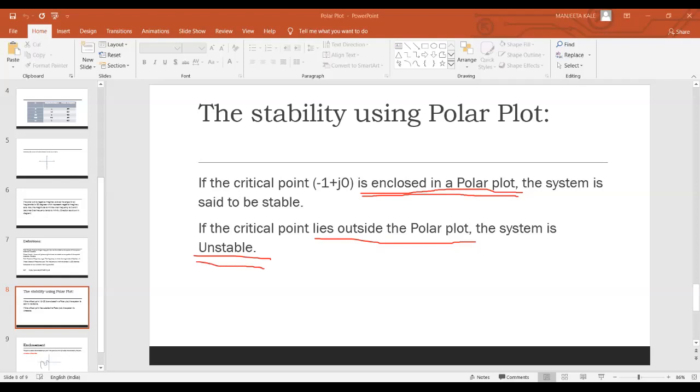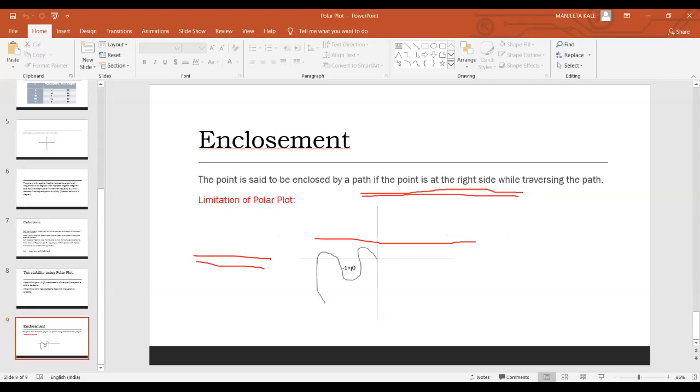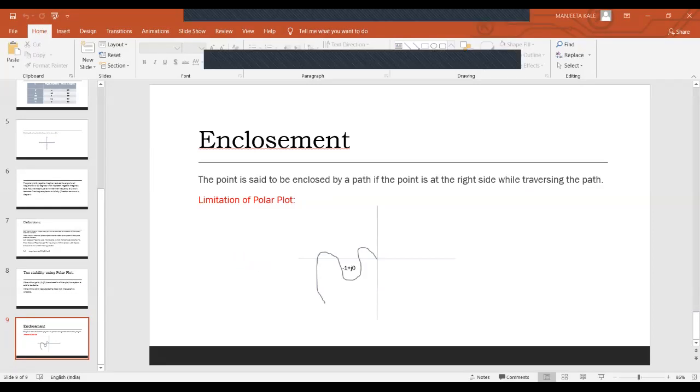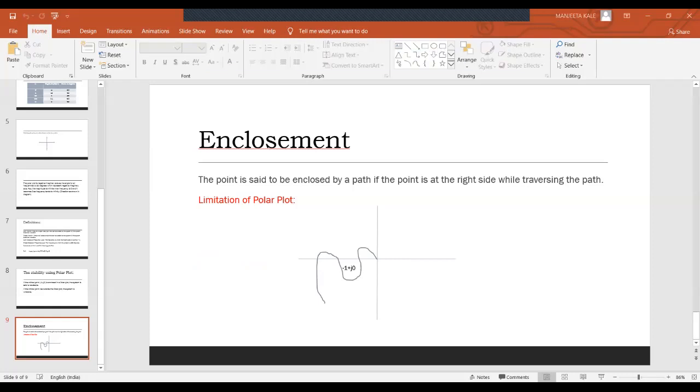Now we will see the technical or contextual meaning of enclosement. A point is said to be enclosed by a path if the point is on the right side while traversing a particular path. I hope the meaning is clear to you.